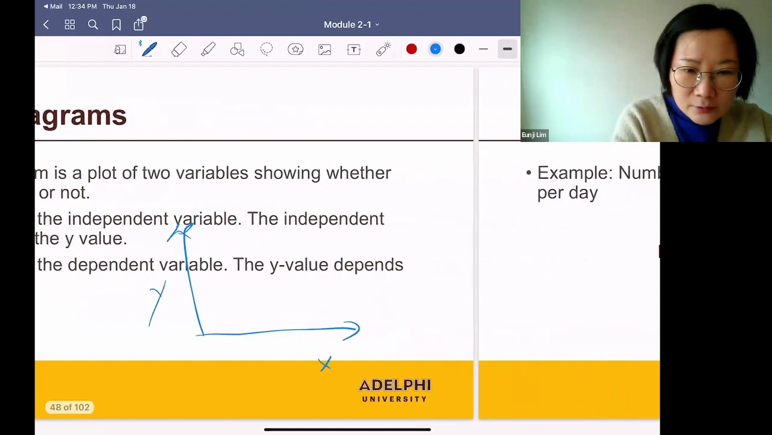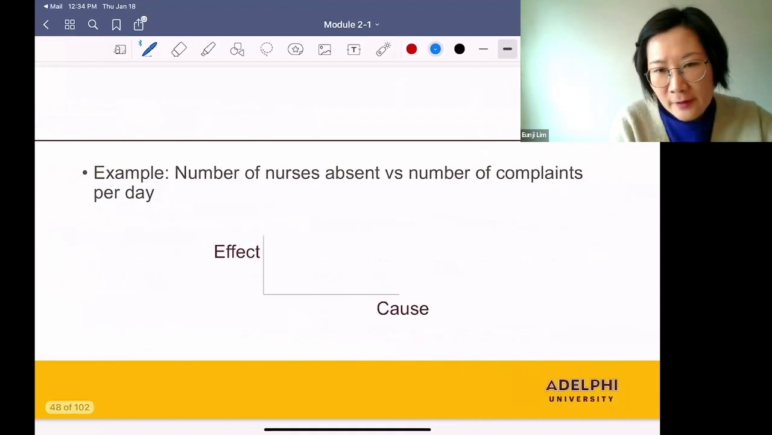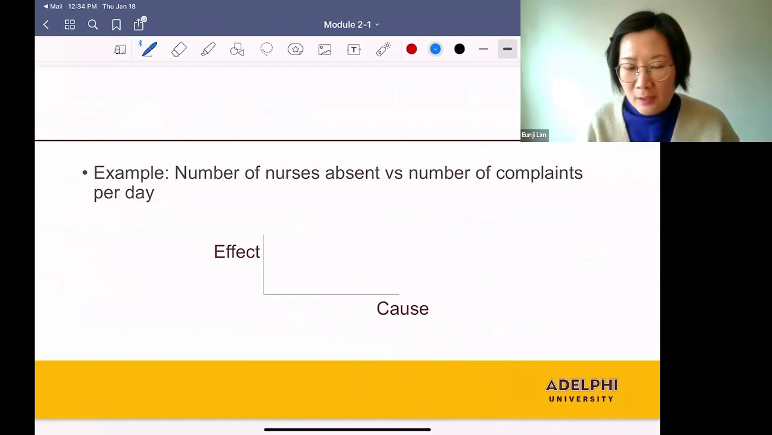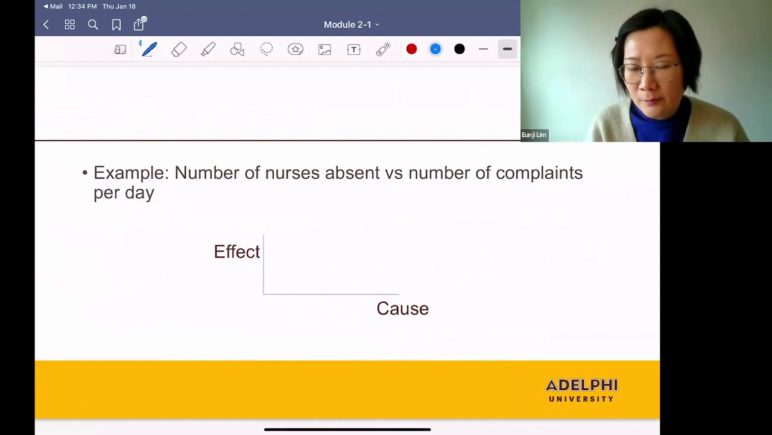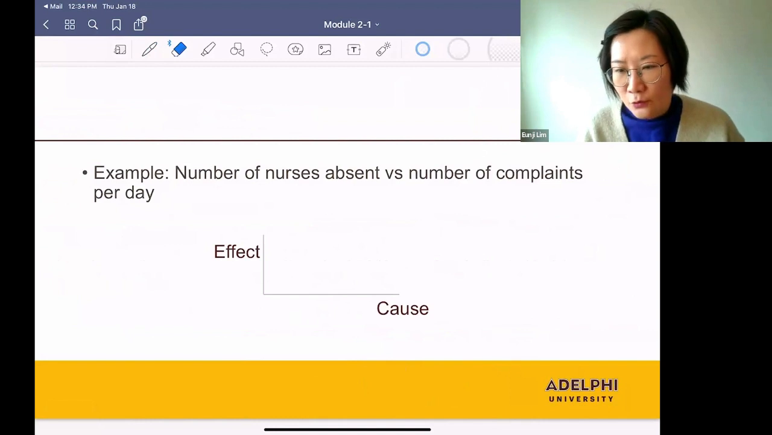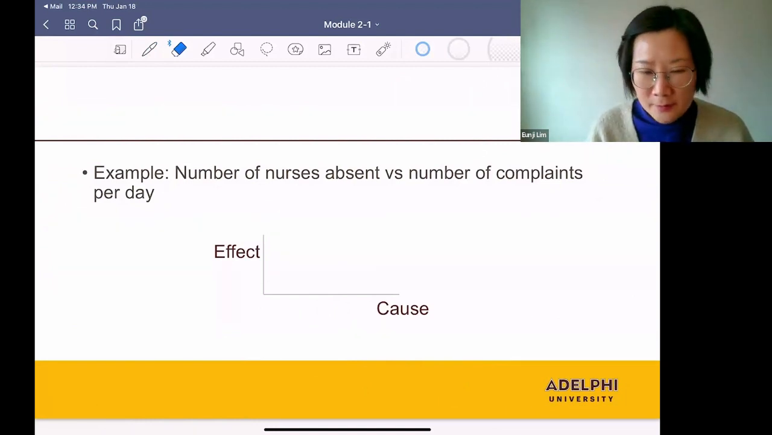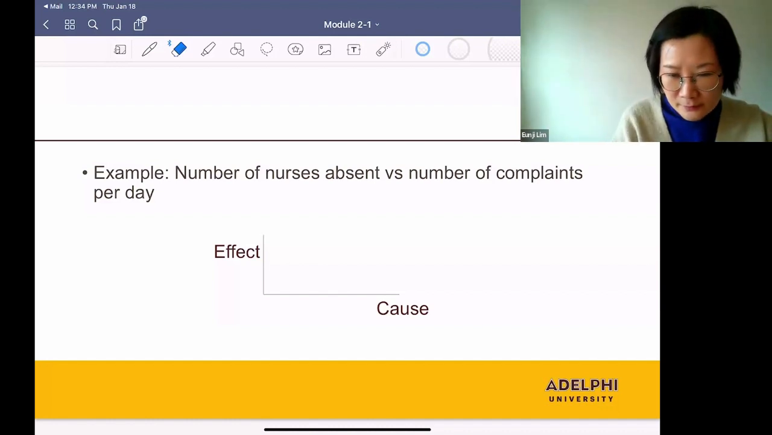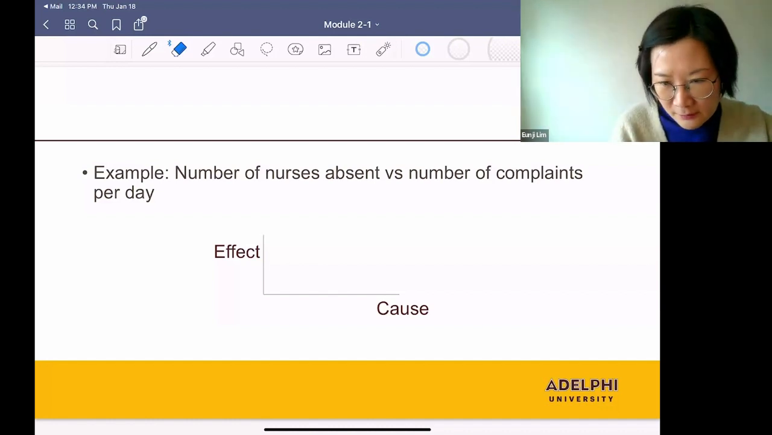Let's take an example. Suppose you're working as a head nurse in a hospital. You're managing all the nurses, and recently you're getting more and more complaints from your patients. You want to find out why you're getting more complaints. You notice that recently you had more nurses who called in sick and who are absent. And you think this could be one of the reasons. So you need some evidence.